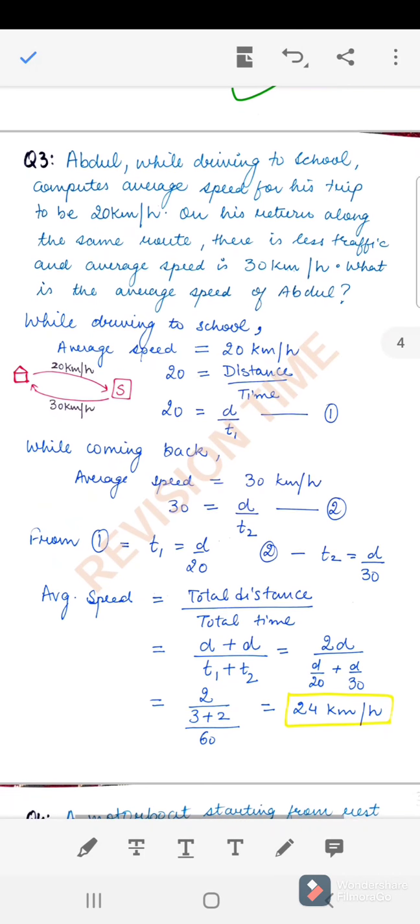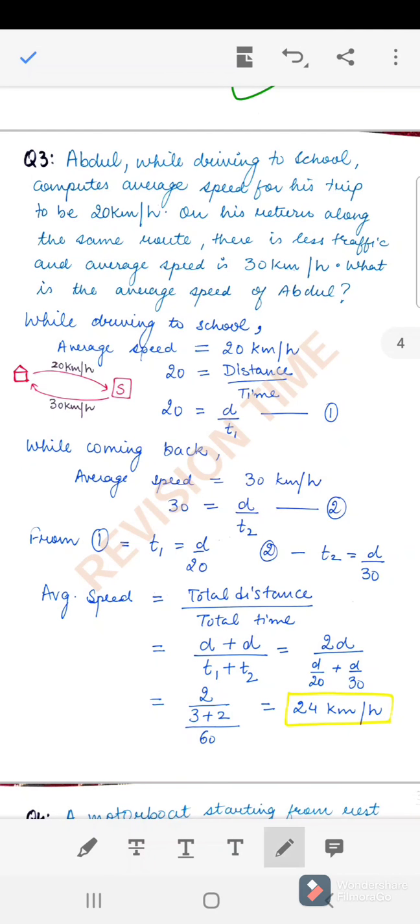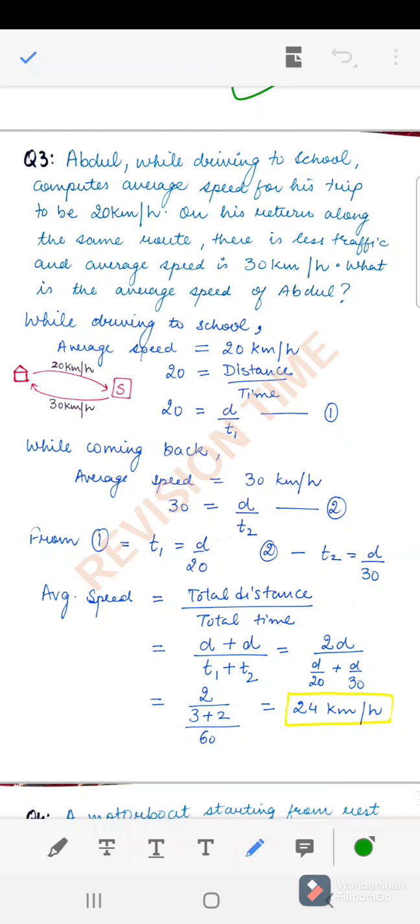Question number 3. Abdul, while driving to school, computes average speed for a trip to be 20 km per hour. On his return along the same route, there is less traffic and average speed is 30 km per hour. What is the average speed of Abdul in the trip? So this is the house here, and this is his school.